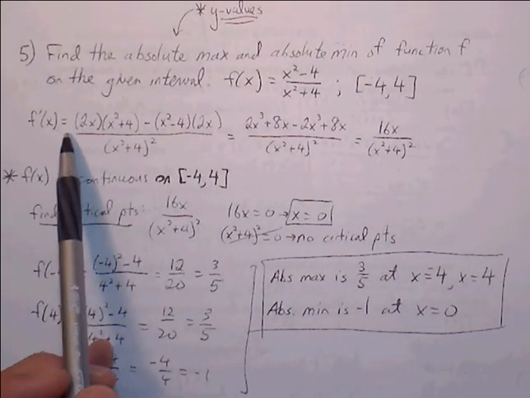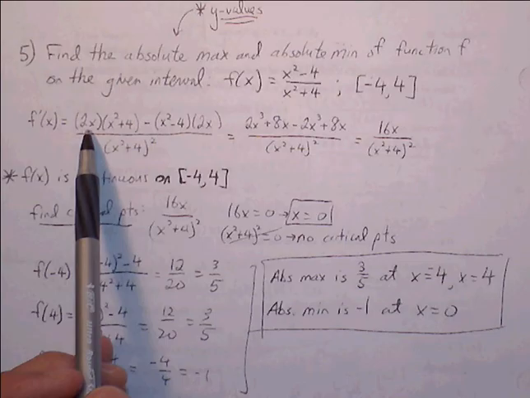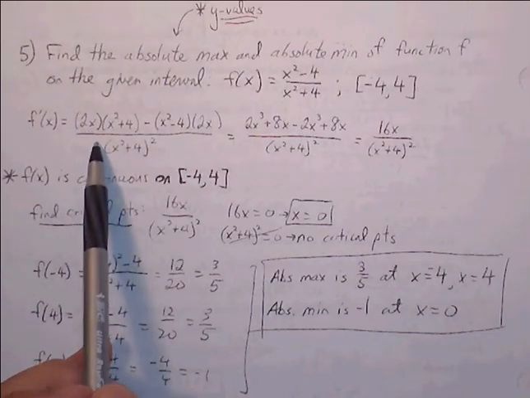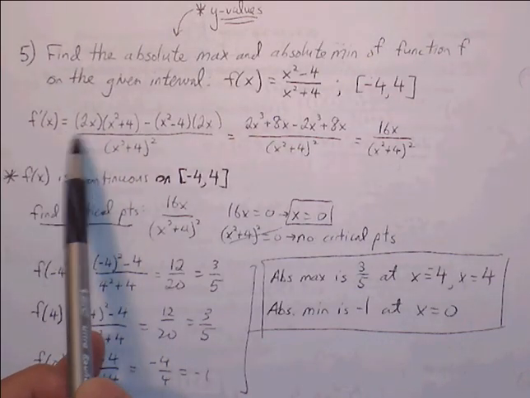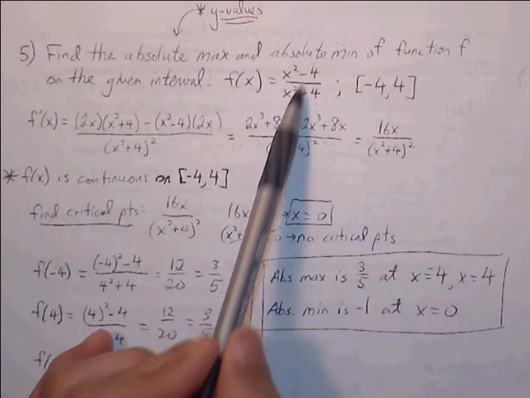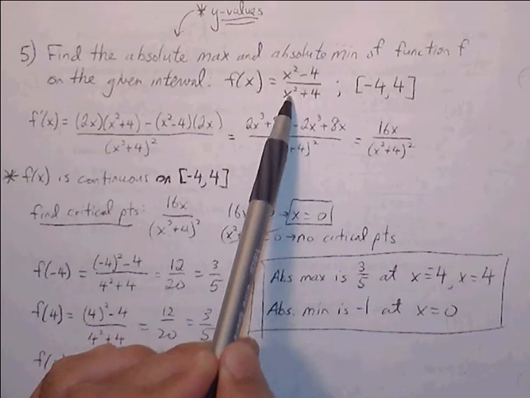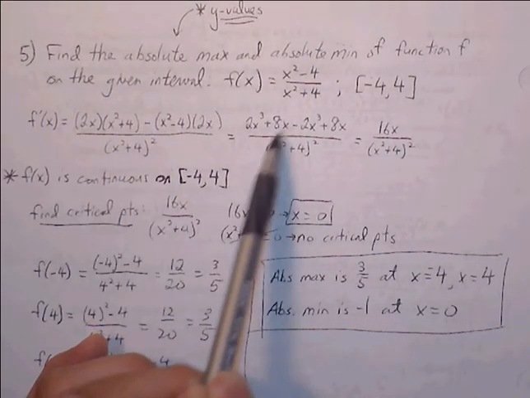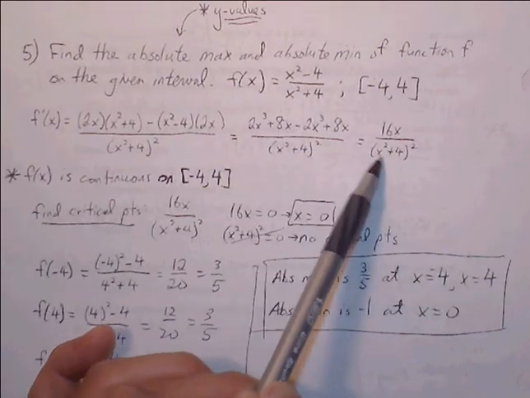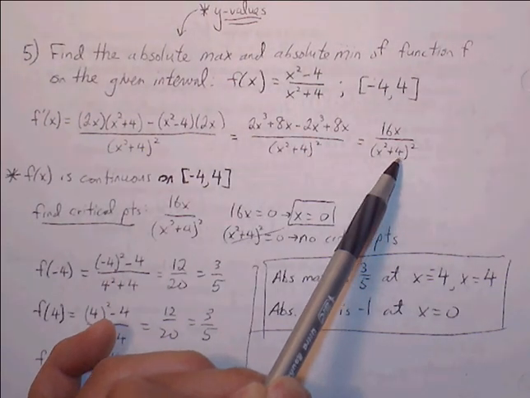So next step, for extreme value theorem, we need to identify critical points, because critical points can act as a potential candidate for absolute max or absolute min. So we find the derivative function. We go through quotient rule, f prime g minus f g prime all over g squared. We can distribute, combine like terms, simplify. We get 16x over x squared plus 4 quantity squared.